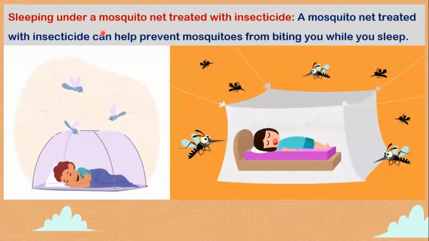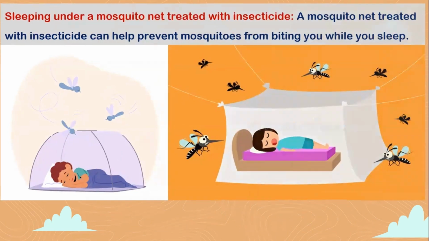The second method is sleeping under a mosquito net treated with insecticide. A mosquito net treated with insecticide can help prevent mosquitoes from biting you while you sleep. These mosquito nets are commonly used in South Asian countries like India, Pakistan, Sri Lanka, and Bangladesh. It is used specifically for children. This is the safest method and the cheapest method too.